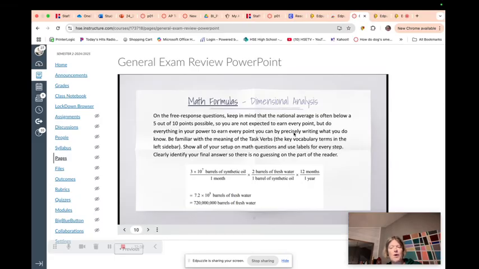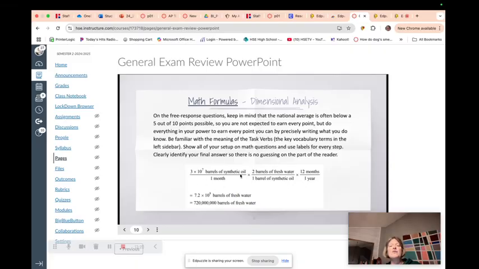I have provided that for you on OneNote. I'm not going to transfer all of that I've given you in the past into Canvas. So make sure that you're going back and looking at some of the study resources for the different units, as well as the resources that I provided, like the general resources that I provided. Okay. So understand those task verbs. Make sure that you show all of your setup on math questions and use labels. Now, for your setup, you do not have to provide units for everything, but you do need to clearly identify your final equation.